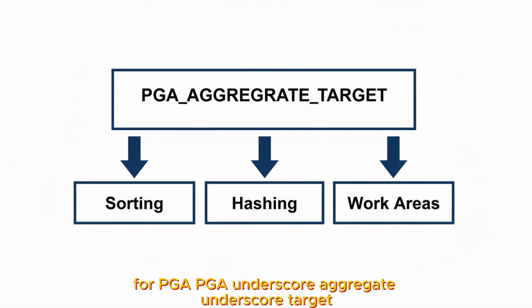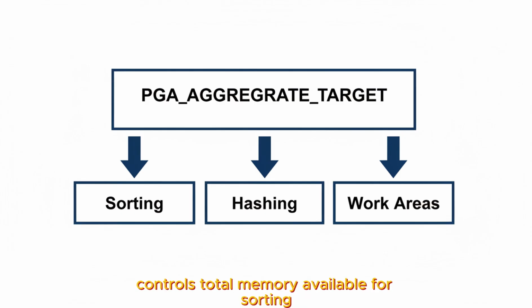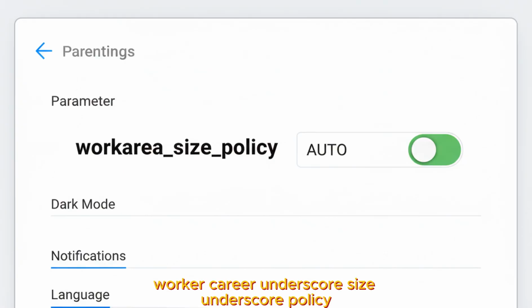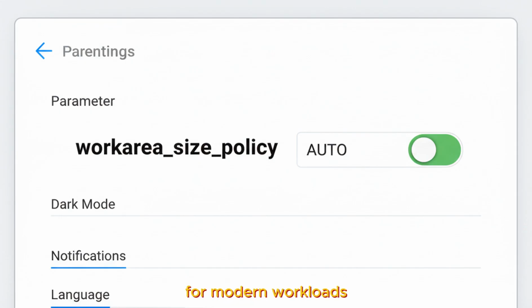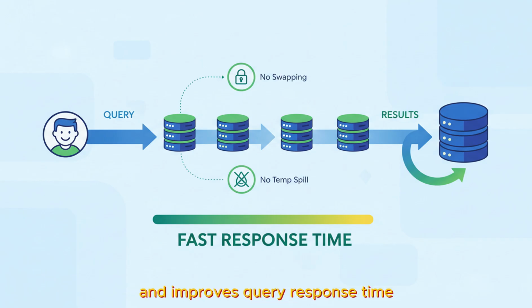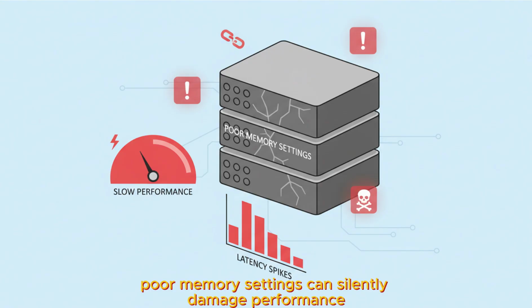For PGA, PGA_aggregate_target controls total memory available for sorting, hashing, and work areas. Workarea_size_policy should typically be set to auto for modern workloads. A properly tuned memory environment prevents excessive swapping, reduces temporary spills, and improves query response time. Poor memory settings can silently damage performance.